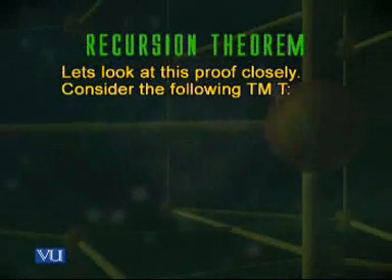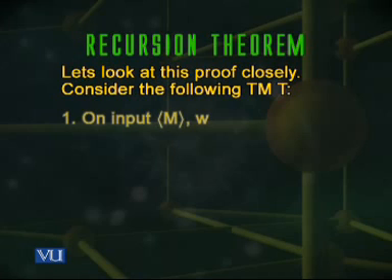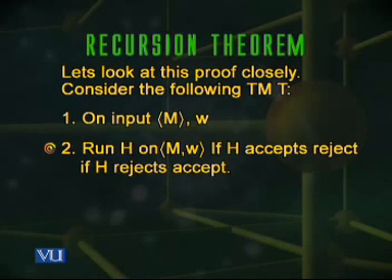Let's look at this proof a bit more closely. Let's see how we are actually applying the recursion theorem. How are we constructing this Turing machine B? Actually, what we do is we first look at this Turing machine T, which is slightly different than B. T is a Turing machine that gets input M, W. And what it does, it runs H on M, W. If H accepts, it rejects. And if H rejects, then it accepts.